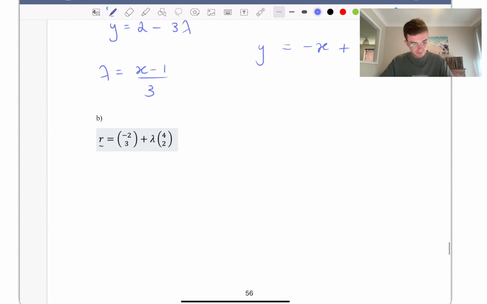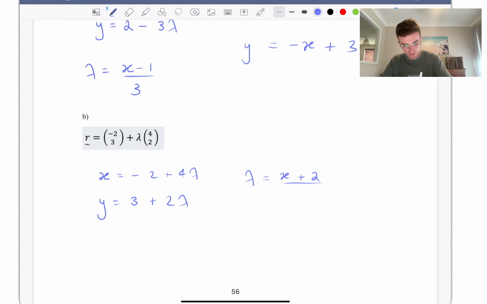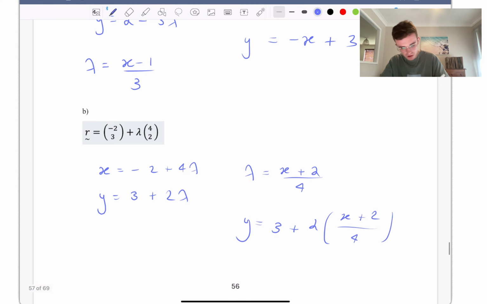Okay, part B. So we've got x is equal to minus 2 plus 4 lambda, and y is equal to 3 plus 2 lambda. So that, of course, would make lambda, let's hope I don't make any mistakes this time, lambda is equal to x plus 2 on 4, which means that y is going to be 3 plus 2 lots of x plus 2 on 4. The 2 and the 4 will cancel, and you're going to get y is equal to a half x plus 4, yeah.